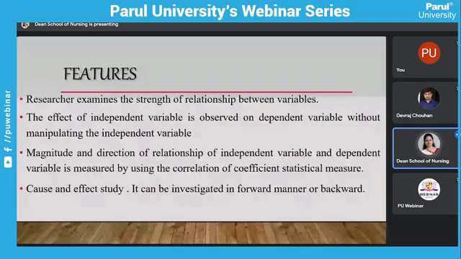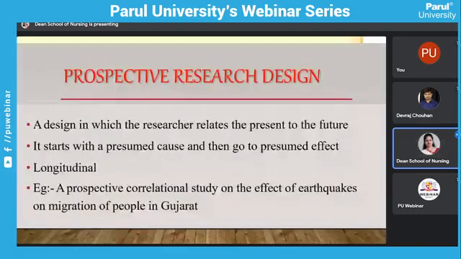Prospective research, a design in which the researcher relates the present to the future. It starts with the presumed cause and then goes to the effect. It is longitudinal. Example, a prospective correlation study on the effect of earthquakes on migration of people in Gujarat.